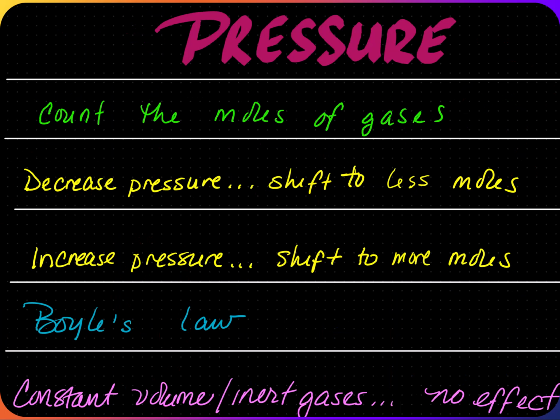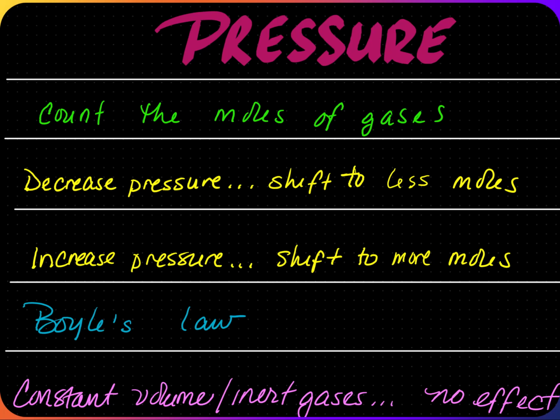Pressure is another stress or disturbance that can be added or removed. The first thing you do is count the moles of the gases. The only thing that exerts pressure is the gas state, so you must look at the subscript. Solids, liquids, and aqueous do not count. To decrease the pressure, you shift to the side of fewer moles. If you increase pressure, you shift to the side of more moles.